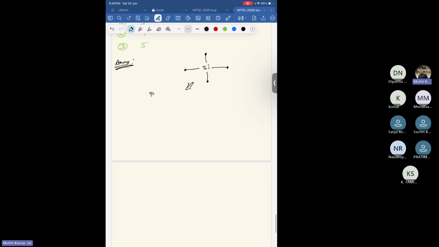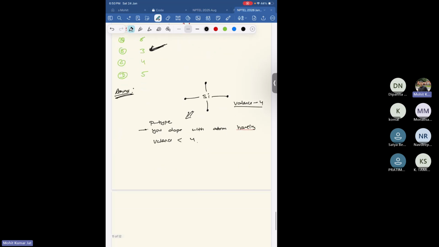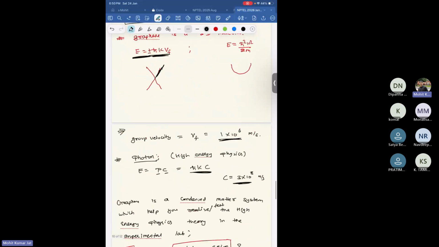So if you want to make it p type, you dope it with a material having atoms with valency less than 3, less than 4. So if you see the options, option B is the correct one. So this was, I think, question number 5 or 4, I don't know. Yeah, 5.